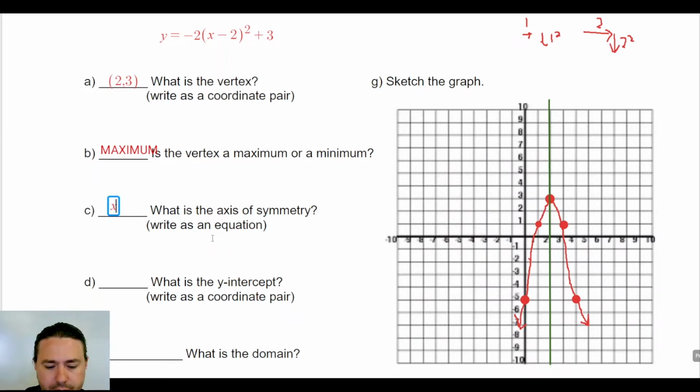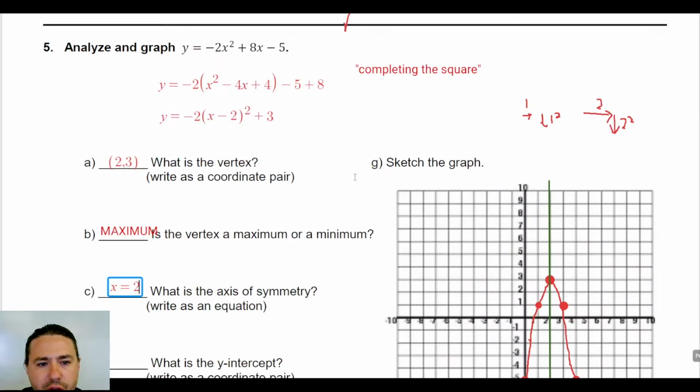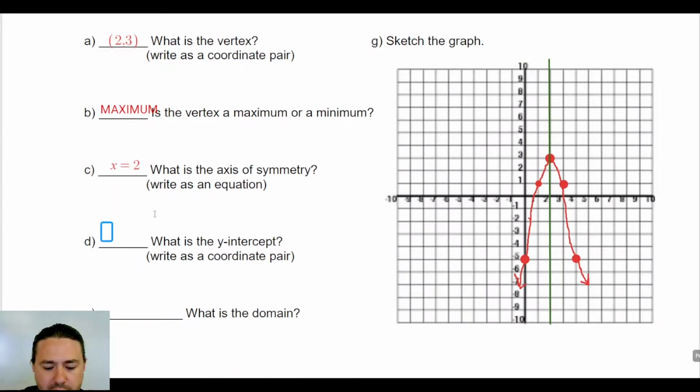The y-intercept, we can see, is -5. We could have got that from the beginning, right? We see right here that the y-intercept is -5, but we can also see it visually on the graph as well. So it's going to be (0, -5).